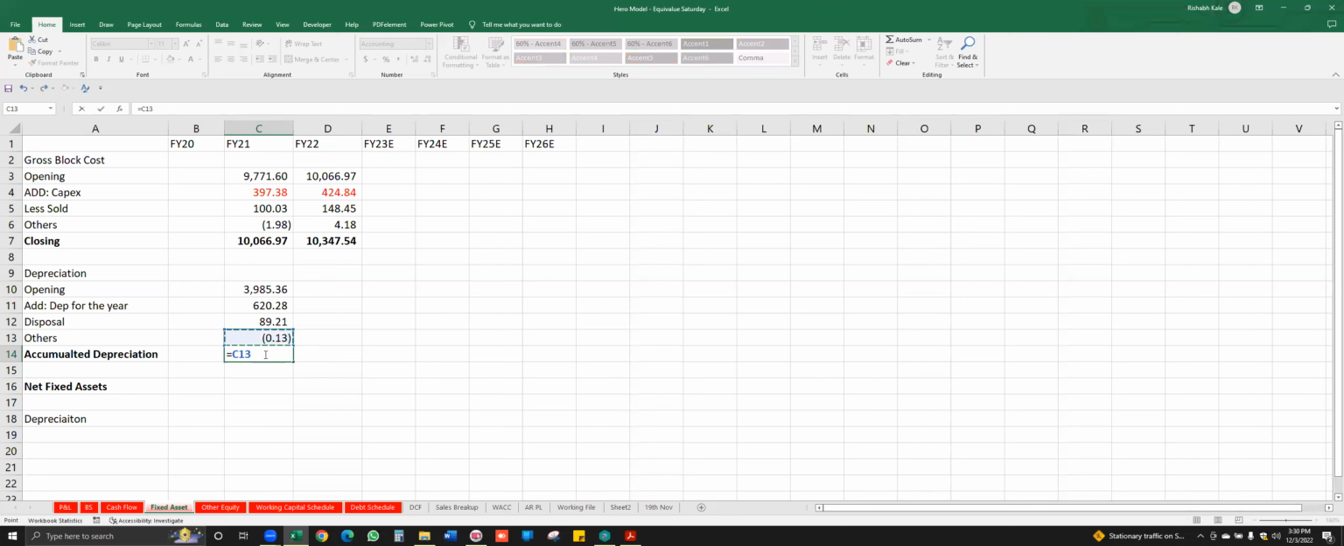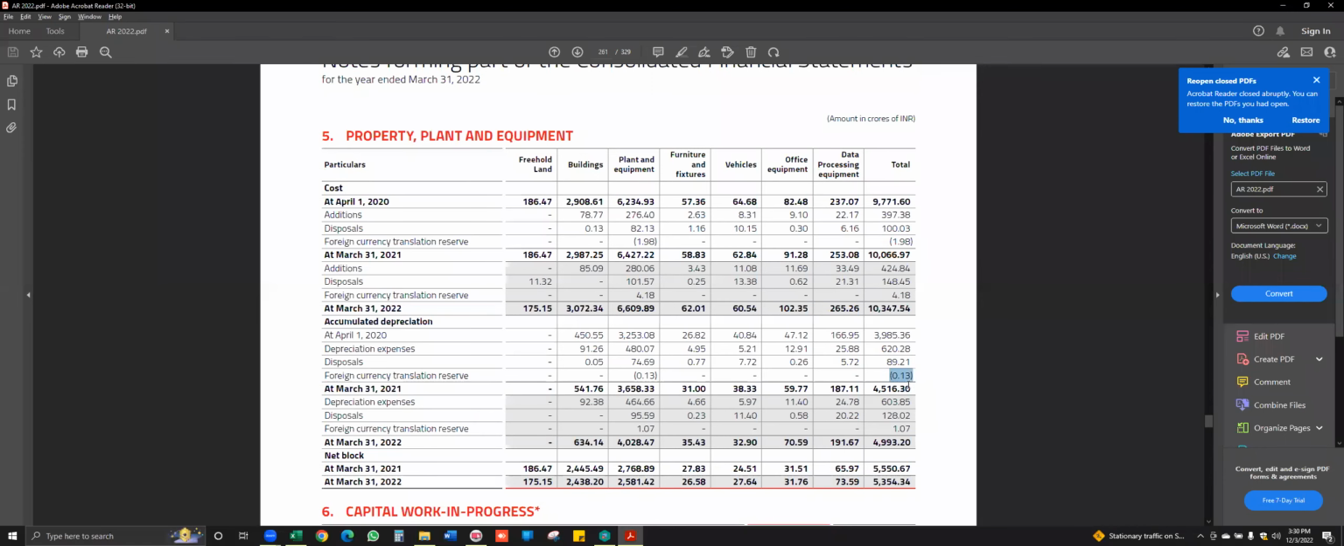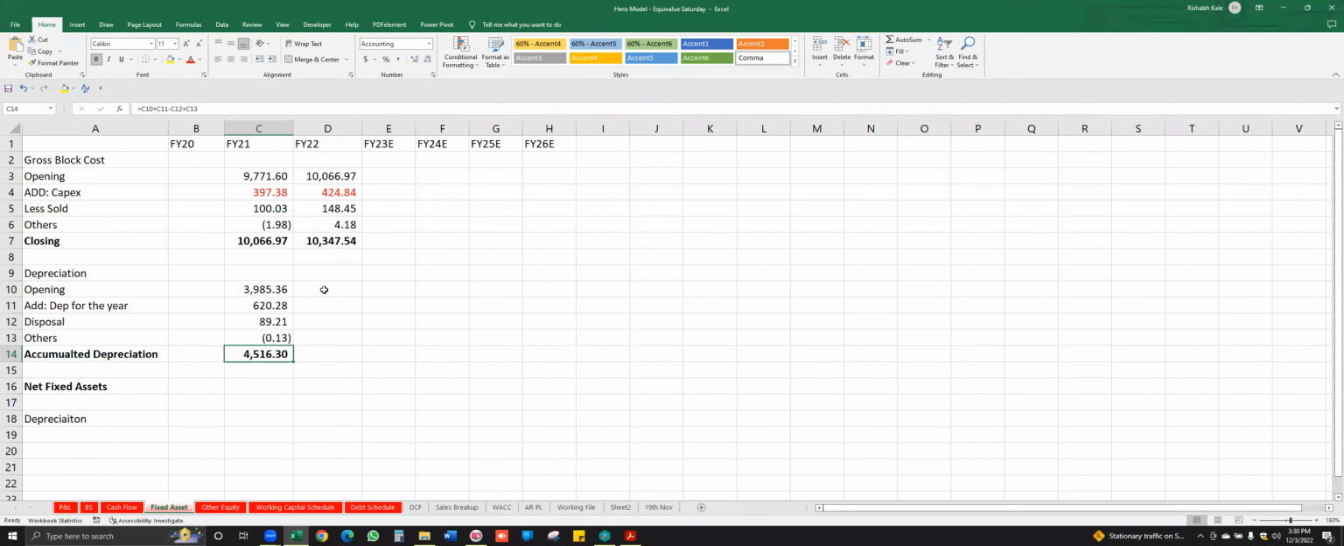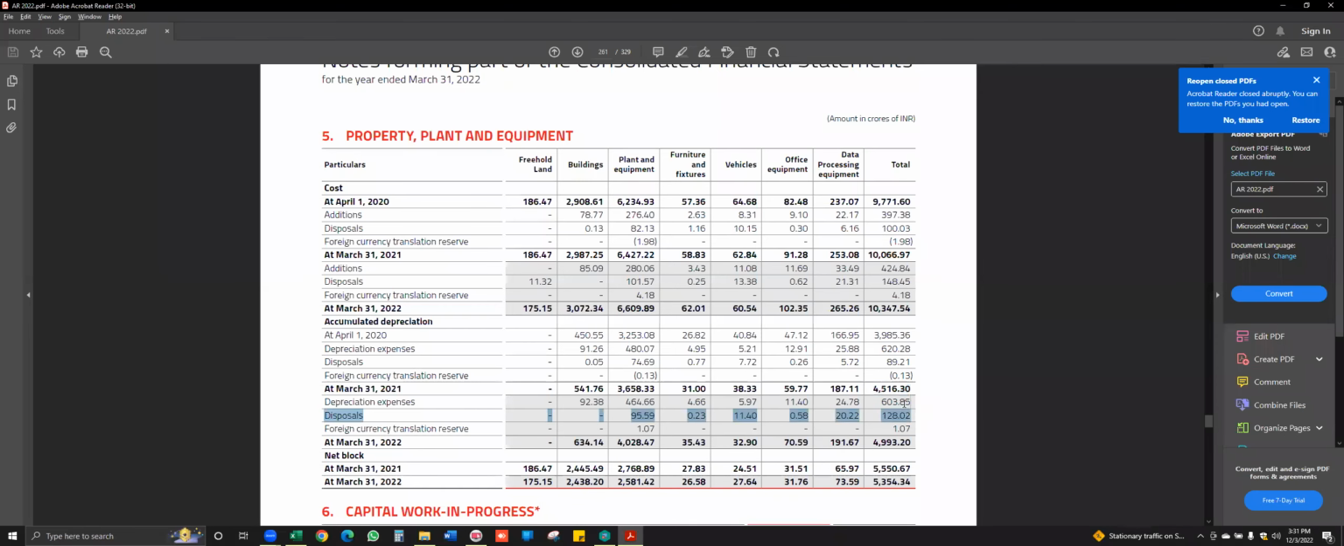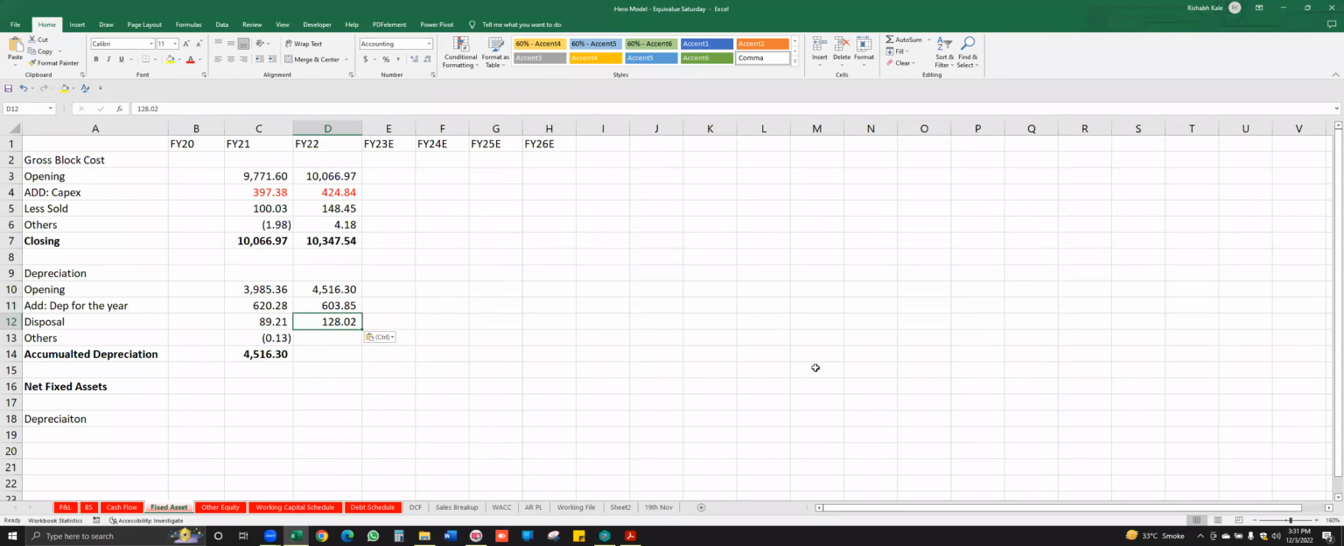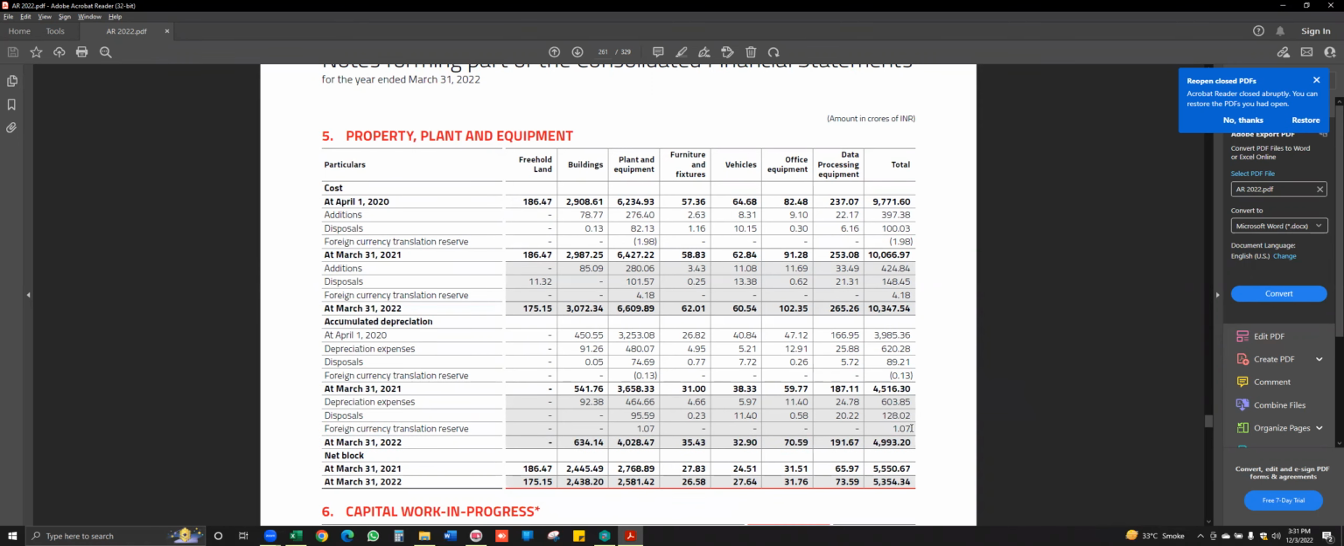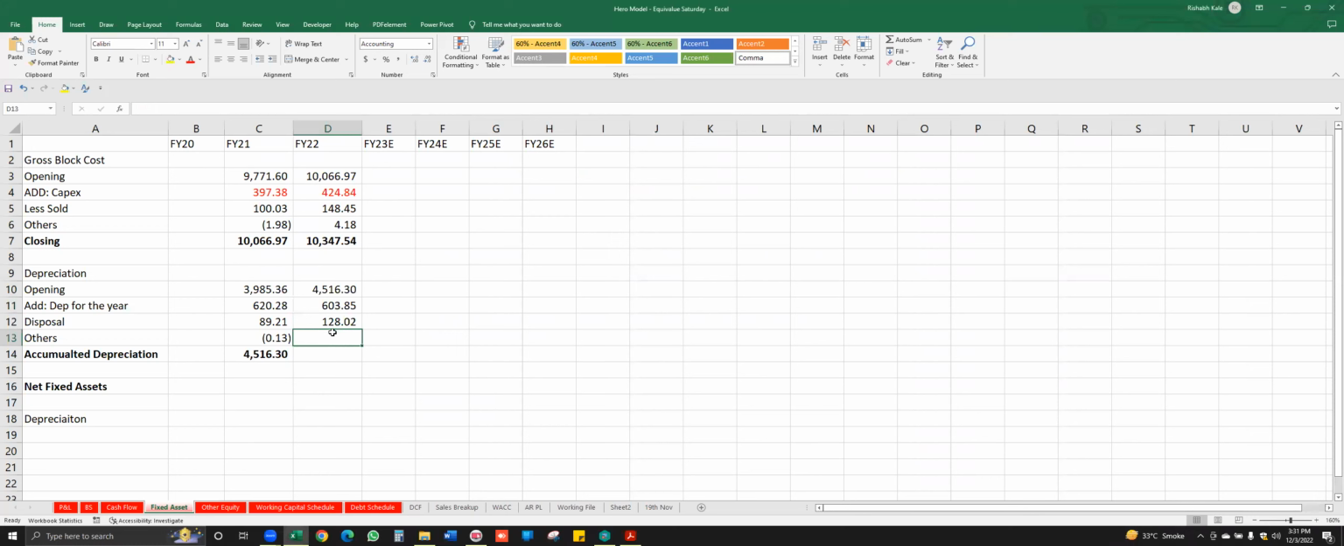Now, accumulation will be what? Opening plus depreciation minus sold, and then whatever the amount is. 4516. This closing will become opening for next year. Then again depreciation for next year, 6003. 1281 is your disposal. And then this is your 107. And then just copy this.